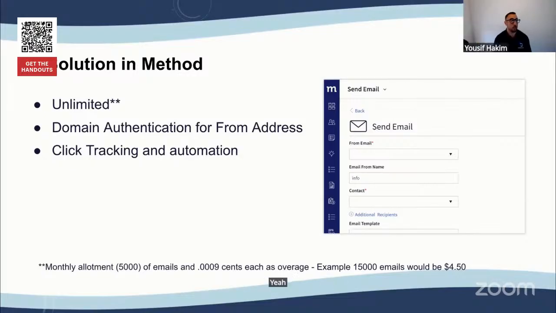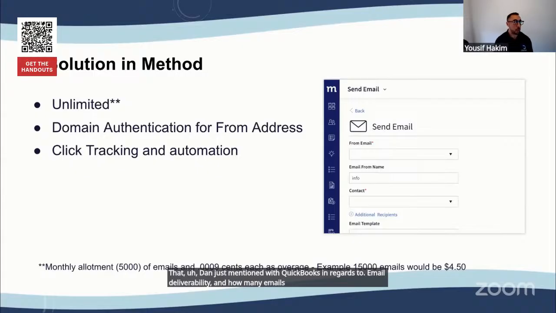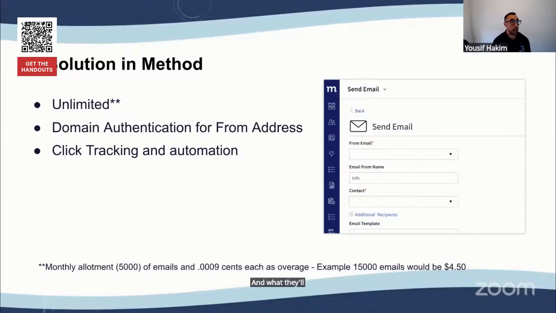Yeah. So Method solves many of the problems that Dan just mentioned with QuickBooks in regards to email deliverability and how many emails you can send per day. With Method, they offer a pricing model of 5,000 emails per month. But if you ever wanted to go over that 5,000, you can. Method won't stop you. What they'll do is charge 0.0009 cents per email, which is very, very nominal.